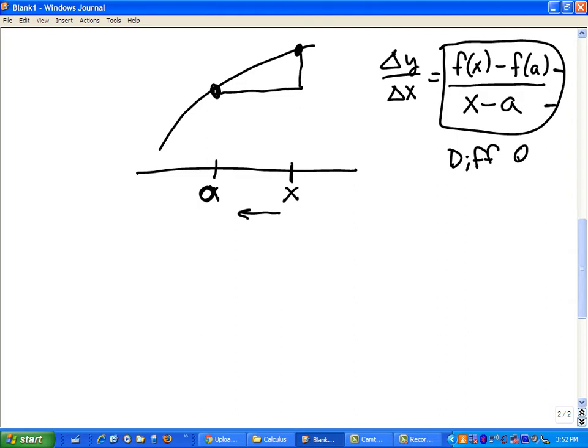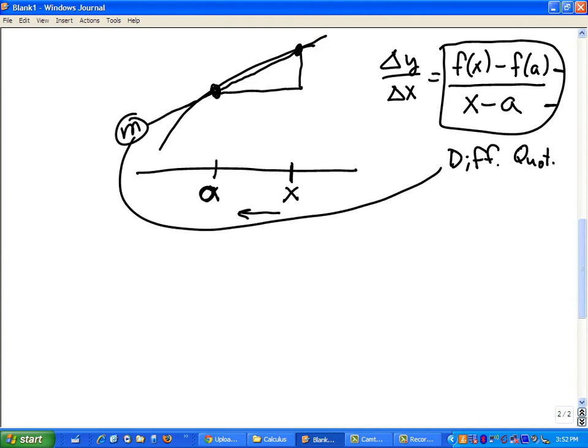That difference quotient represents the slope of the line that connects those 2 points. So this m is exactly that. Okay, that shouldn't surprise you. But the question is, what's going to happen when you make x slide in toward a?